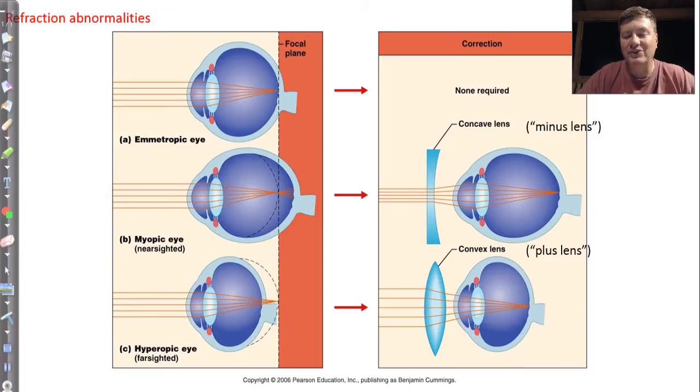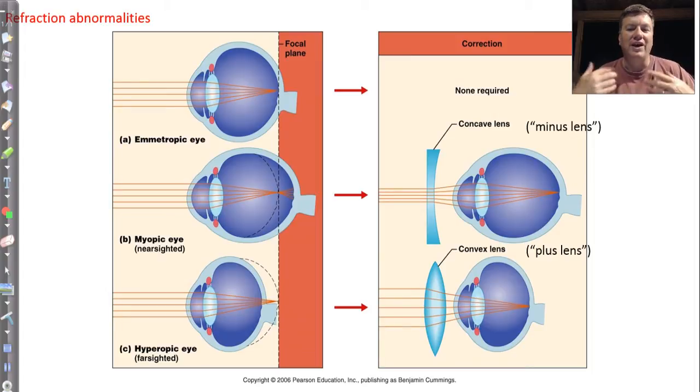Someone who's hyperopic is going to have the opposite situation. Their eyeball's too short, so light waves pass through the cornea and the lens, and here's where the retina is. So notice again, the lines are not together. They're actually a little bit spread apart. So once again, they're going to have blurry vision. A convex lens, a plus lens, like a plus 1.5, is going to bend the light in a way so that when it passes through the cornea and the lens, it actually will be in focus again.